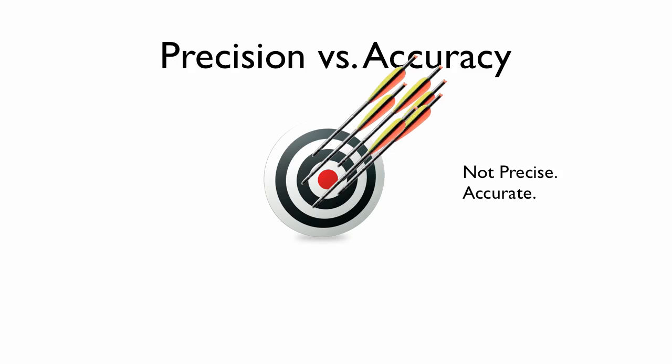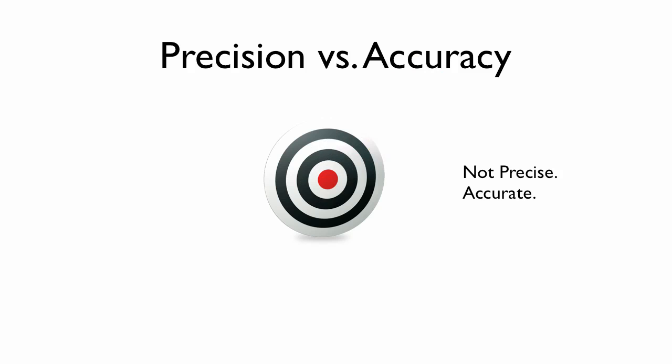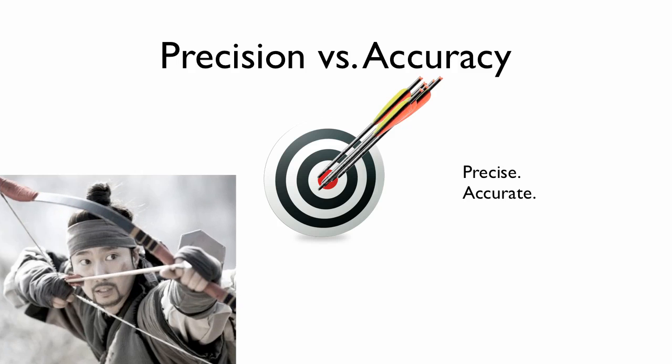See how if we could average where all the arrows landed, it'd be about the dead center? That's what we mean by accurate, but they're spread around. It's not precise. Let's try one more time. Oh, very good. Precise and accurate. Maybe you're ready to hang with this guy.